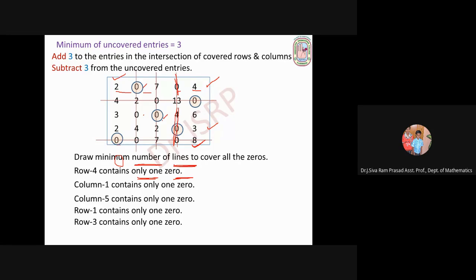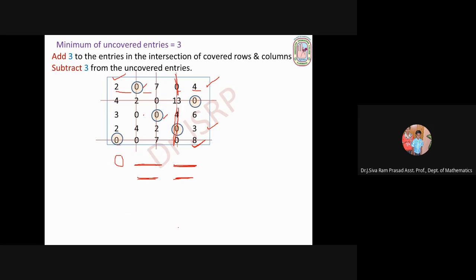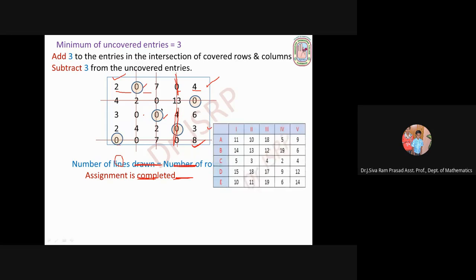Okay. Right. Now observe all zeros are covered by lines. So there are no zeros in uncovered entries. So number of lines drawn equals number of rows. So number of lines drawn, 2 horizontal lines and 3 vertical lines. So assignment is completed. The circled zero entries represent assignment.